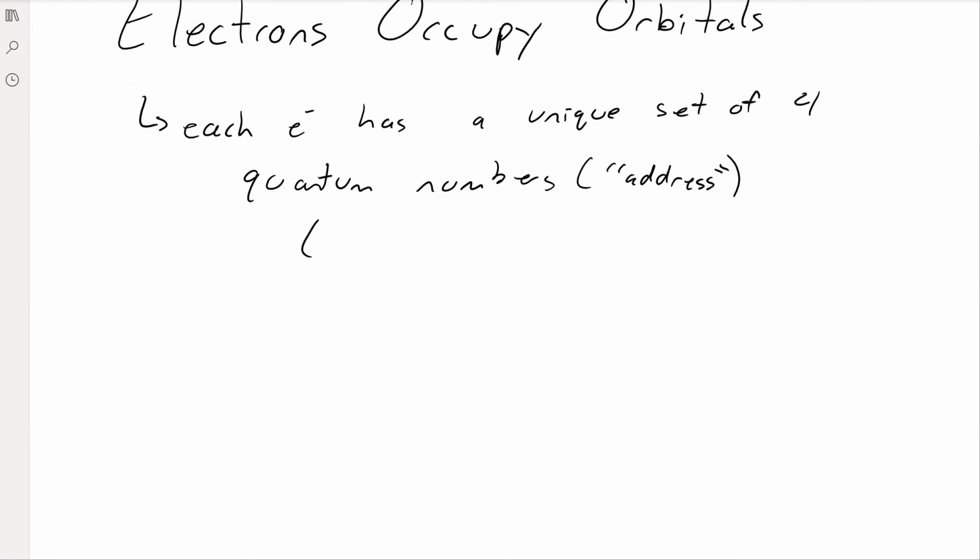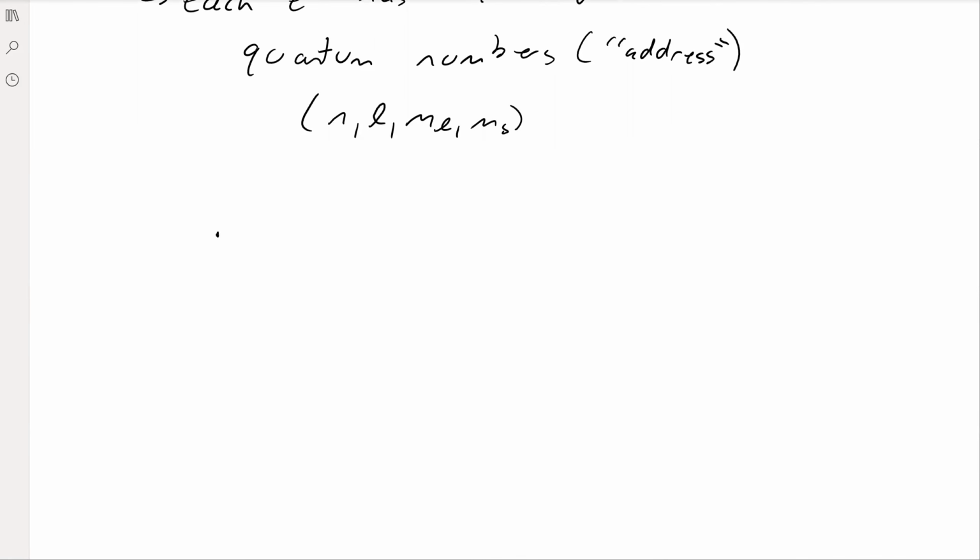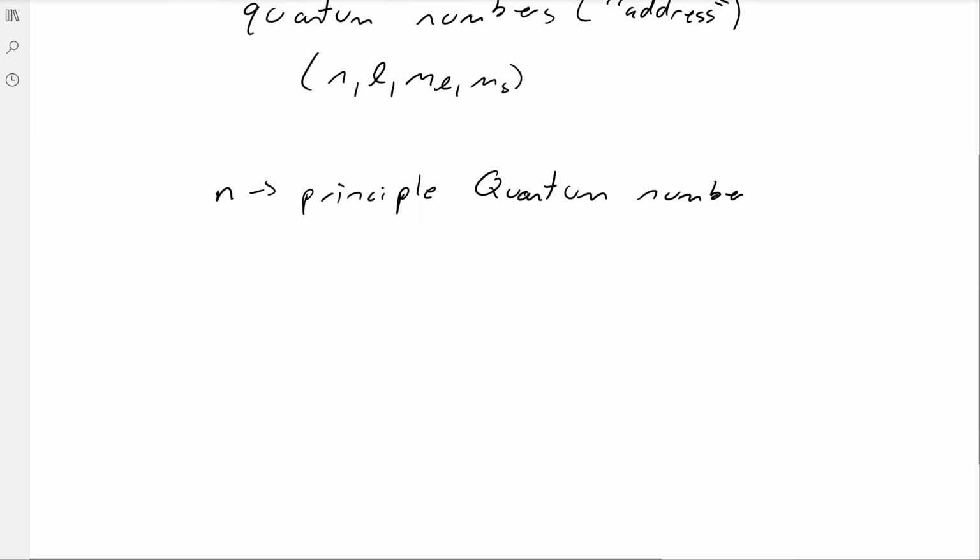These quantum numbers are going to be n, l, m sub l, and m sub s. And they're each going to tell us something about either the electron or the electron's orbital. So we'll start off with n. n is the principal quantum number. And what it tells us is the overall size and energy of the orbital.